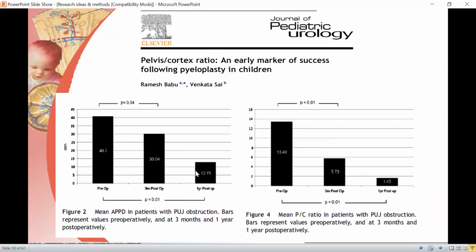Whereas when you use just the AP diameter, you have to wait for 1 year to predict that the patient is succeeding or the pyeloplasty is succeeding.